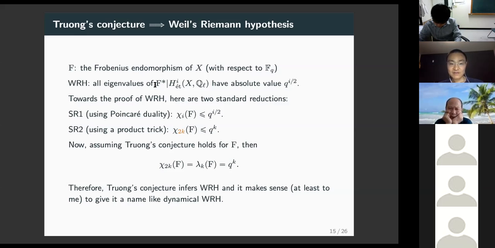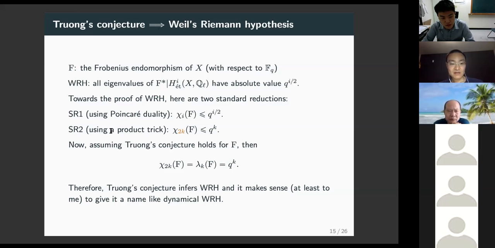If chi_i(F) is at most q^(i/2), then all eigenvalues have absolute value less than or equal to q^(i/2). By Poincaré duality, you can get the other direction: all eigenvalues are greater than or equal to q^(i/2), so they are equal.